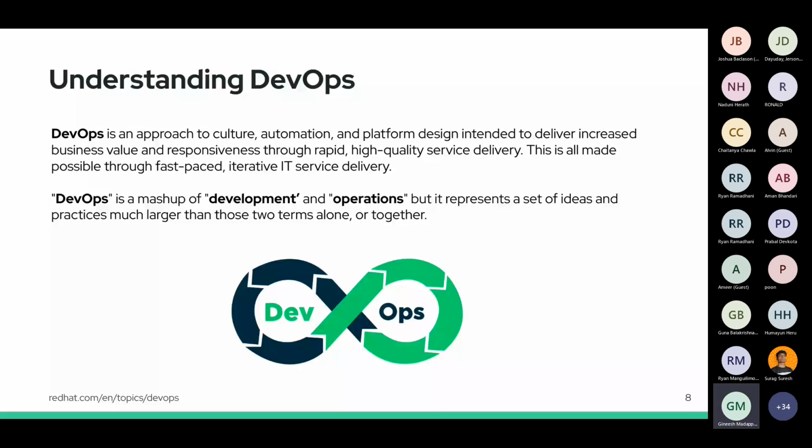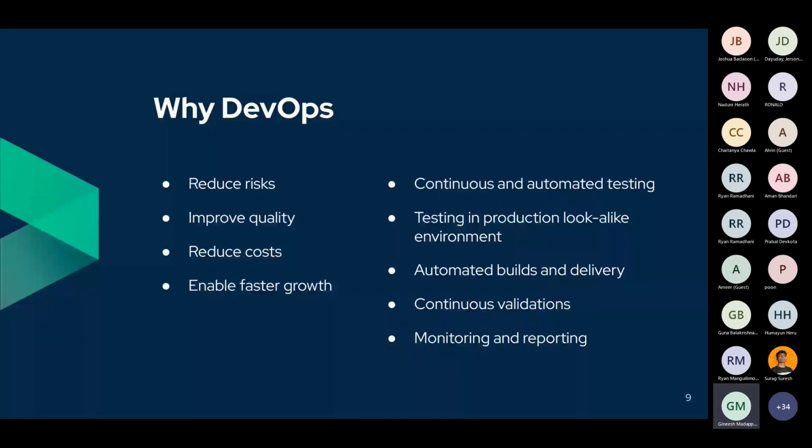Now, why do we need DevOps? It's very simple. Of course, we can reduce the risk because we can automate a lot of things. Then we can improve the quality because of fewer human mistakes, and we can include a lot of automated tests and automated validations, by which you can reduce the cost as well. Of course, the main or core ideas are continuous and automated testing.